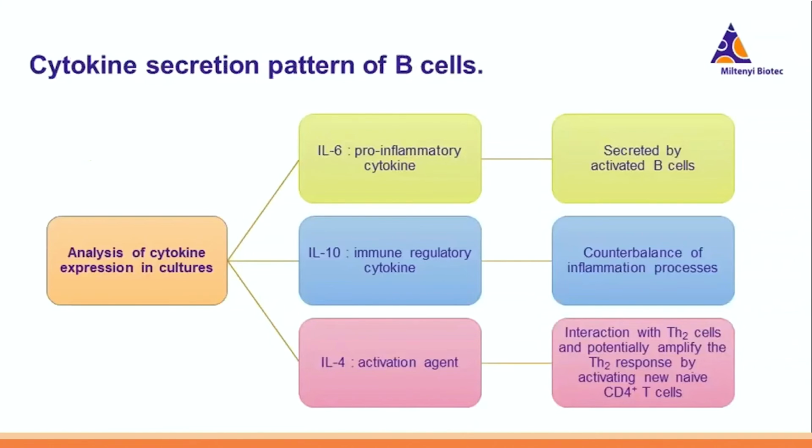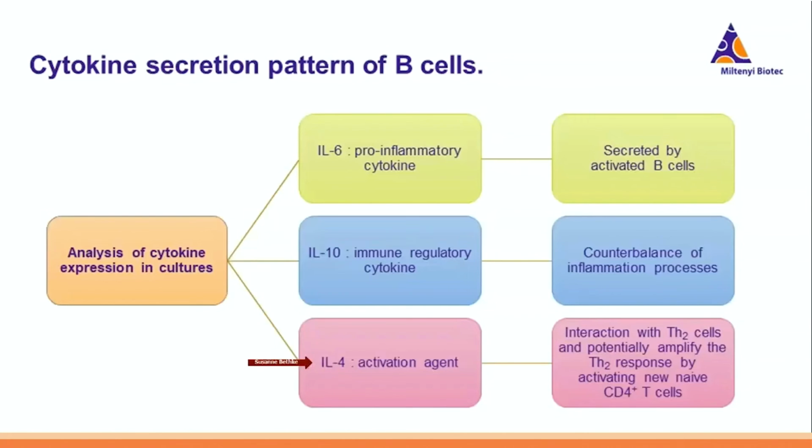And I first wanted to explain what these cytokines are actually going to do, so what we think they're doing. We have IL-6, a pro-inflammatory cytokine that's secreted by activated B cells, so kind of a marker for activation. Then we have IL-10, which we talked about in the very beginning. This is an immune regulatory cytokine that balances the immune system, triggers antibody production, and is really a counterbalance for inflammation. And we also have IL-4, the activation agent.